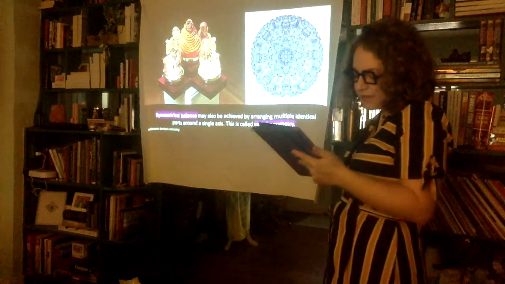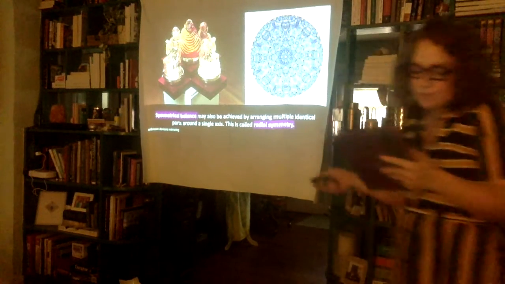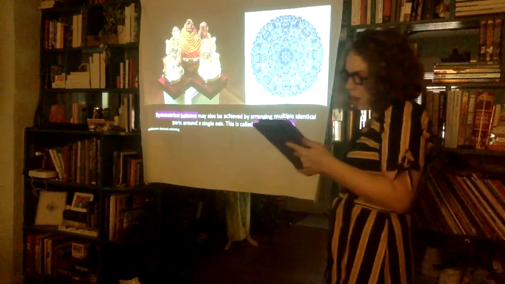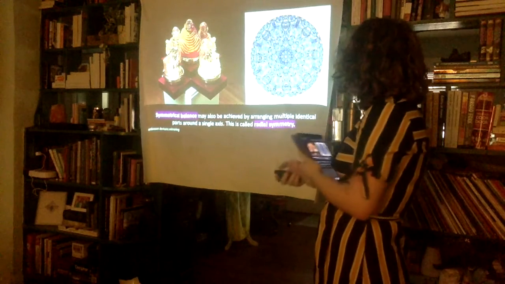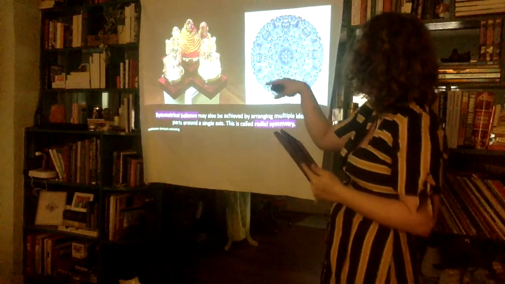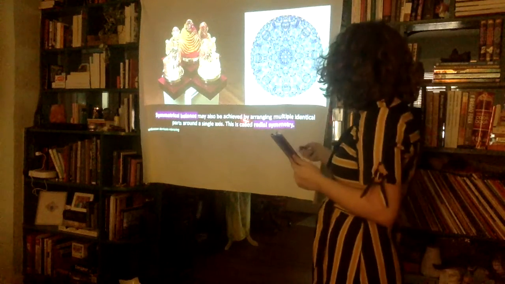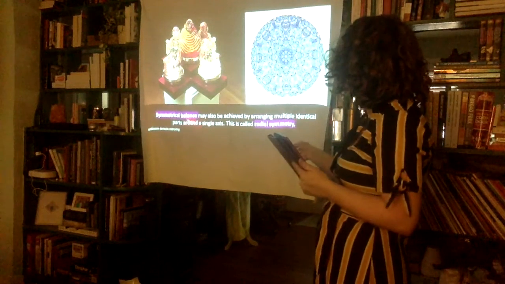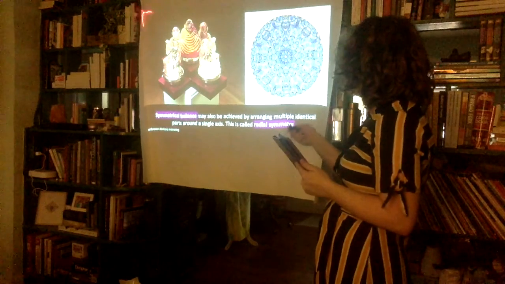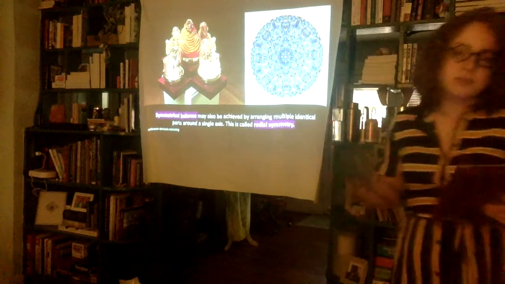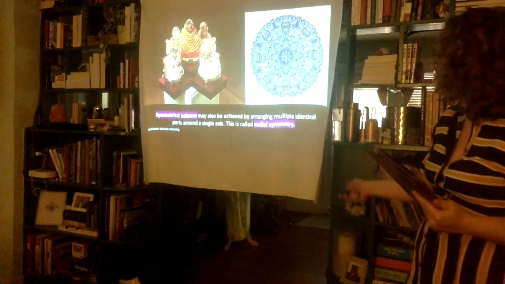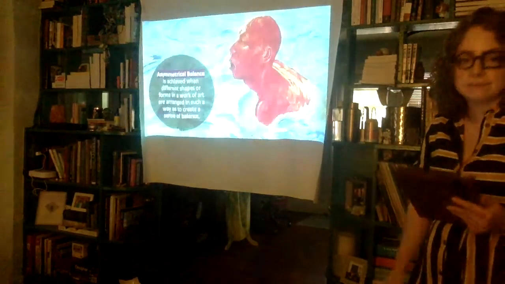Then the other side, we have Sanford Biggers, and this is a mandala of co-option, and he has Buddhist figures around it. So this is still radial symmetry because it's still arranging multiple identical parts around a single axis. So they're arranged around a single axis. So in a way, it's still the same. And yeah, there you go.